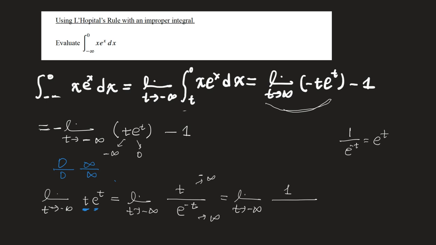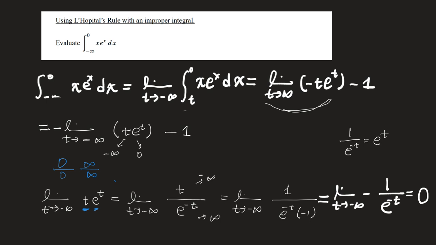The derivative of t is 1, and the derivative of e^(negative t) is e^(negative t) times negative 1. So let's calculate this. Simplification: the limit as t approaches negative infinity, the negative is put here, 1 over e^(negative t). As t approaches negative infinity, guys, where is this one going? The denominator is going to infinity. The whole thing is going to 0, guys.